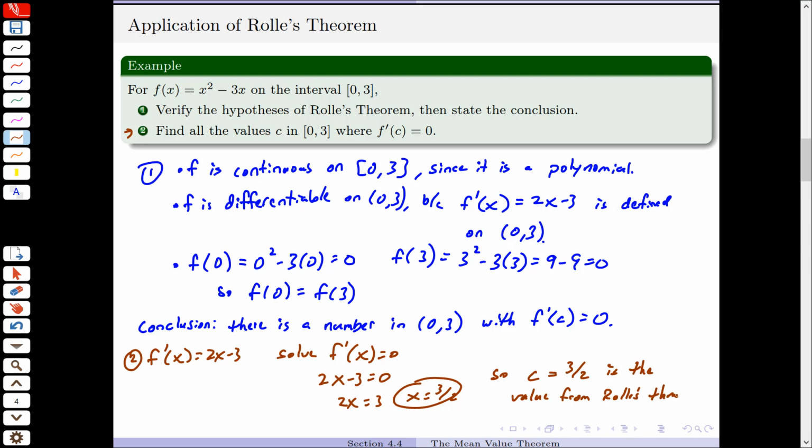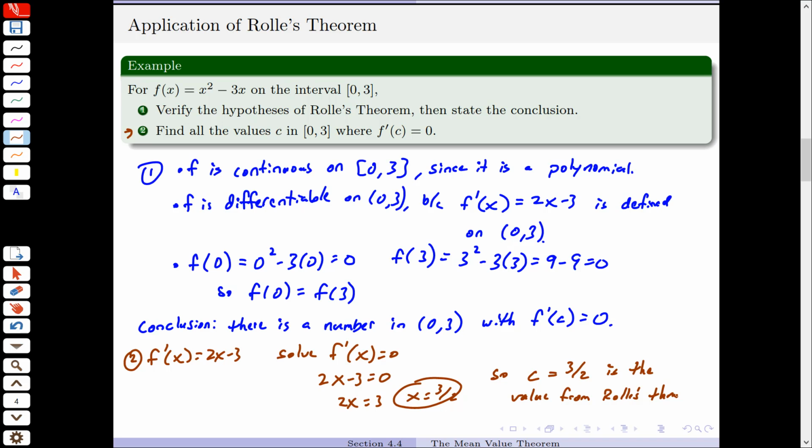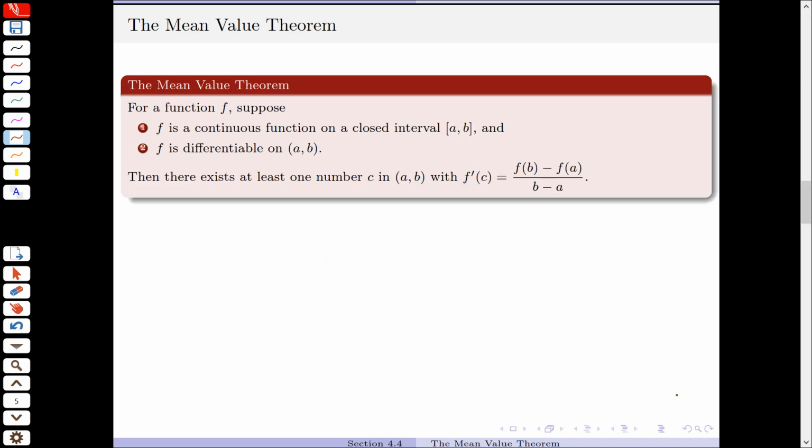And that's it. So that's Rolle's theorem. And again, the idea is just if a function has the same height at two points, that means it has to turn around. And as we talked about in section 4.3, critical points are the places where a function can turn around. They're going to be where the derivative is either 0 or undefined. But since this function is differentiable, it can't be undefined. So if the function turns around, it's got to have a derivative of 0. Okay. So let's look at the mean value theorem.